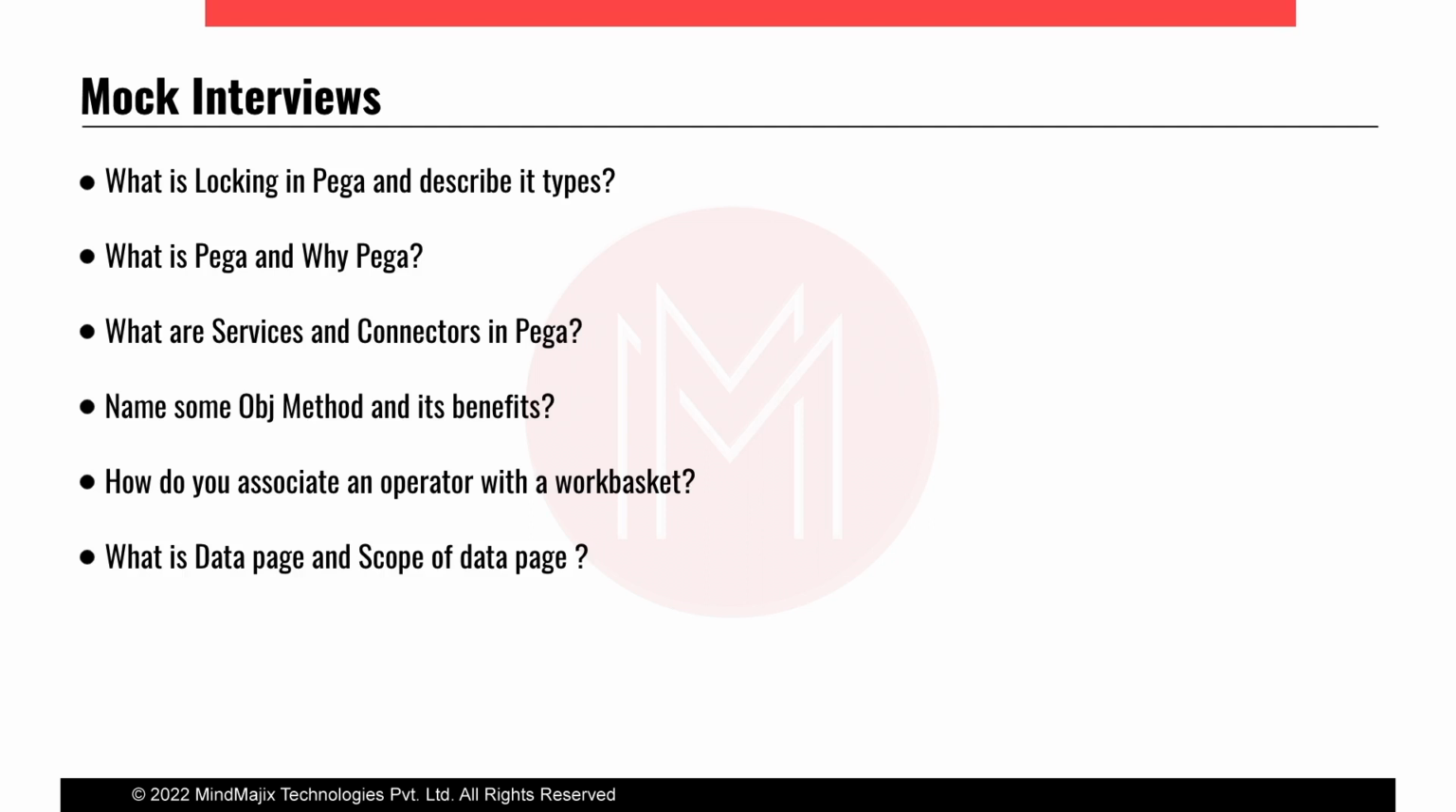A direct question is directly like: what is locking, what is case life cycle, what are some obj methods in Pega, how do you associate an operator, what is an operator, what is a work basket, or what is an activity, why you perform an operation with an activity, why you don't perform the operation with a data transform, something like that. So these are the case level direct questions.